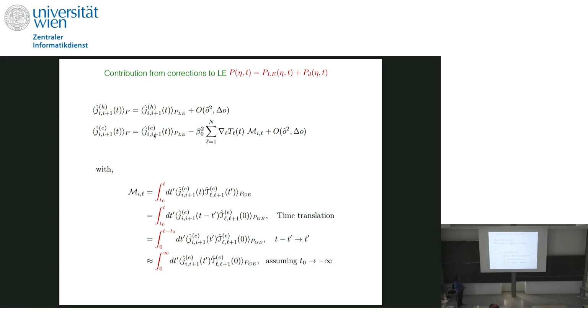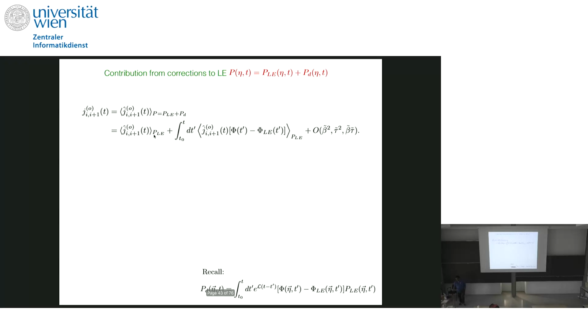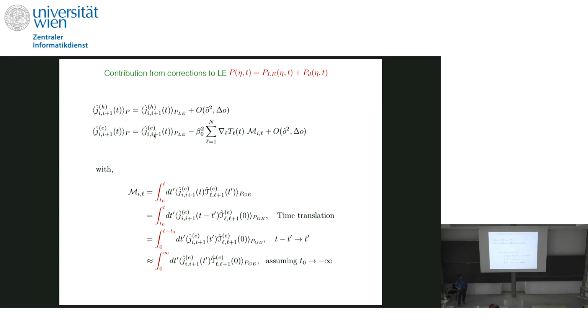Remember, T0 was my initial time. I forgot to mention that initially this average was in local equilibrium, but since I want contributions of these currents in linear order in deviation, and these are already linear order in deviation, I do not need the local equilibrium average, and I replace it by global equilibrium.